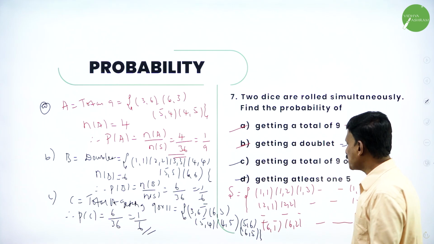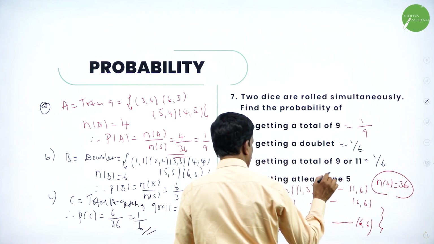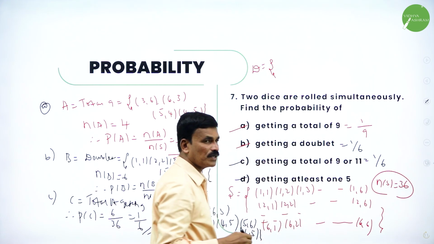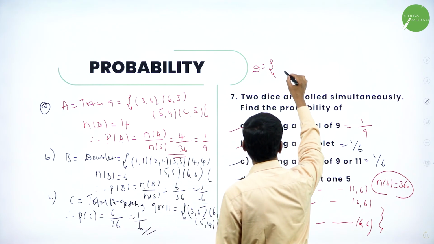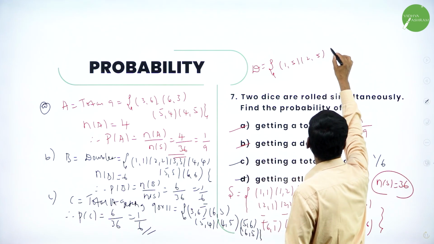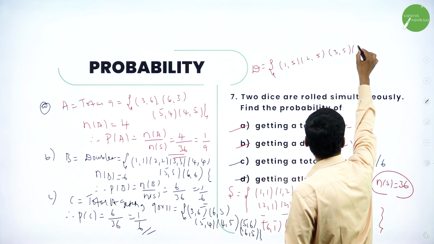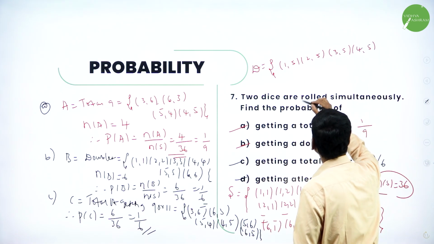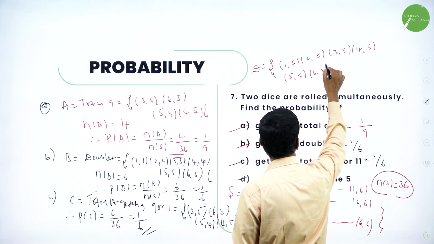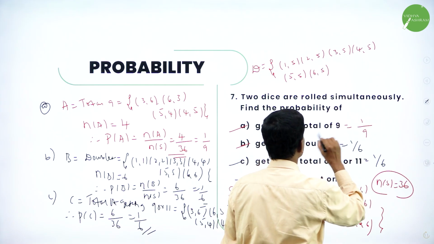Now move on to the last condition, getting at least one 5. Let us define this as D. D is nothing but getting at least one 5, which means there should be a 5 in the event. 1 comma 5, 2 comma 5, 3 comma 5, 4 comma 5, 5 comma 5, 6 comma 5. 1, 2, 3, 4, 5, 6 events.